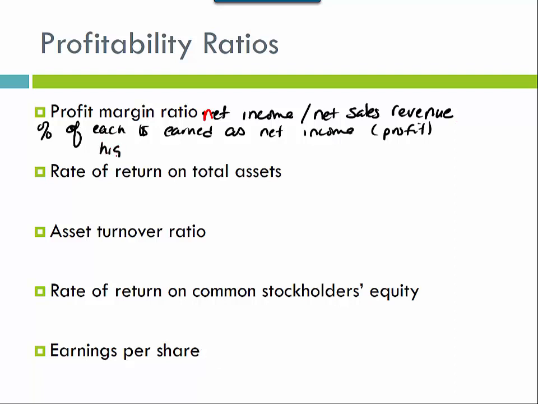So higher is better. That's what we want. We want to keep more of it as profit. Another one there is rate of return on total assets. So you take your net income, you add back in the interest expense that you subtracted out, and then you divide that by average total assets. Remember, every time we do average, it's the beginning plus the ending divided by 2.